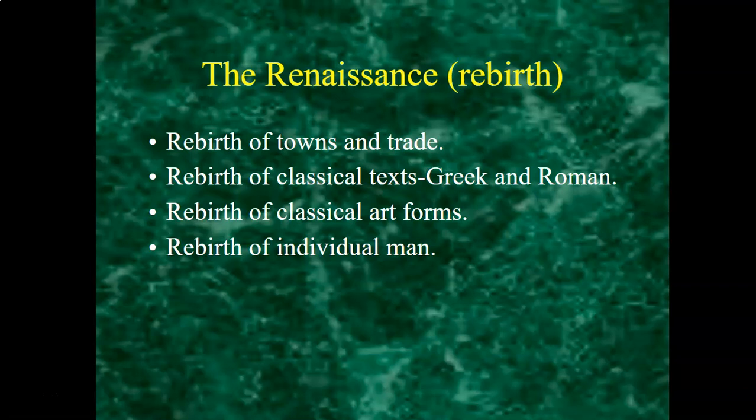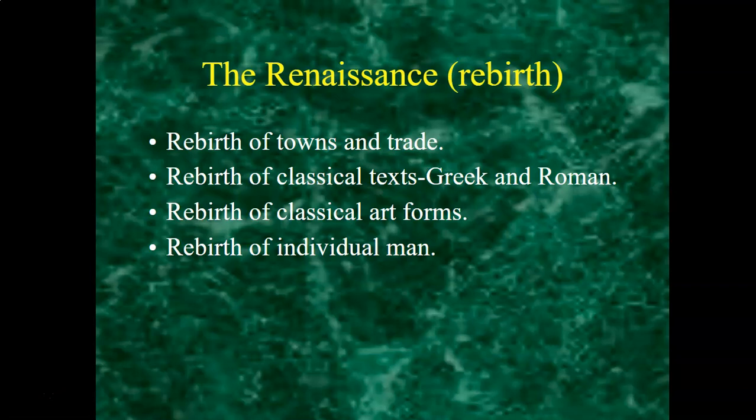Yesterday I described to you how towns were coming back, and maybe how trade was being reestablished after the Dark Ages when really not much was going on, right? Where we had that manorial economy where the manor and everything was very local for the economy. Now we're starting to see a rebirth of the trade. In addition to that, we see a rebirth of classical texts. And by classical, I mean Greco-Roman texts. The rebirth of classical texts.